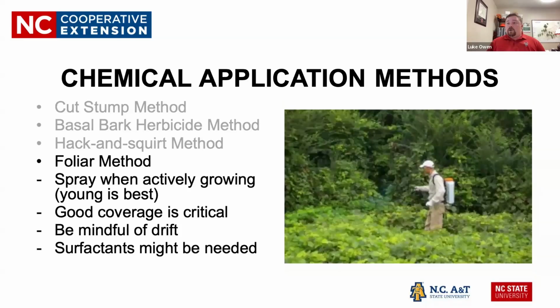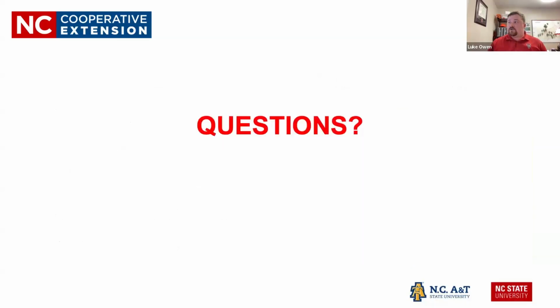Foliar method is good when we're spraying actively growing material. Generally, the younger the tissue is, the better. Good coverage here is critical. The more coverage we can get in the foliage, the better control we're going to see. But you've got to be mindful of drift when we're talking about spraying the foliage of a plant. And some surfactants might be needed to increase the efficacy of that treatment.